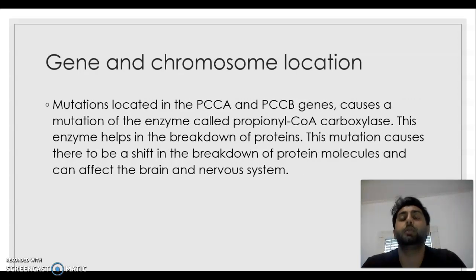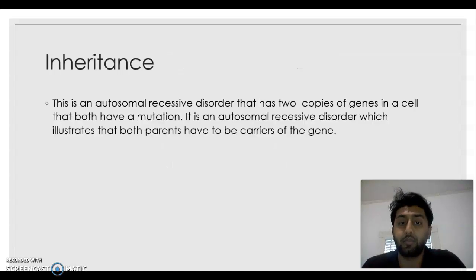Gene and chromosome location. Mutations located in the PCCA and PCCB genes cause a mutation of the enzyme called propionyl-CoA carboxylase. This enzyme helps in the breakdown of proteins. This mutation causes a shift in the breakdown of protein molecules and can affect the brain and nervous system. Inheritance. This is an autosomal recessive disorder, which means two copies of the gene in a cell both have a mutation. It illustrates that both parents have to be carriers of the gene.